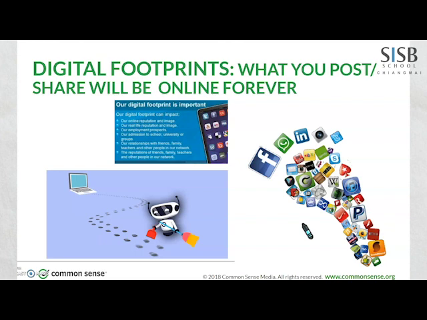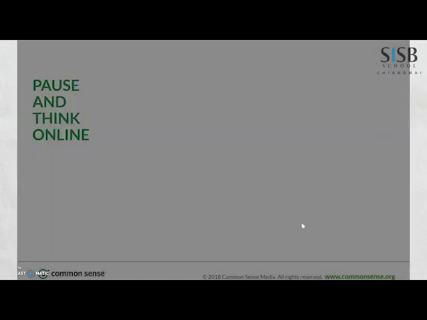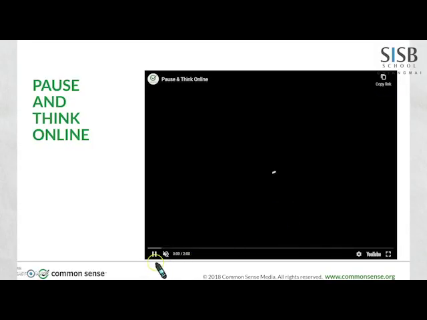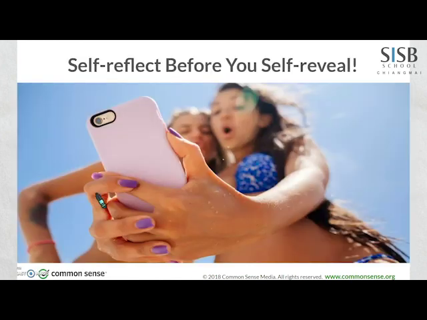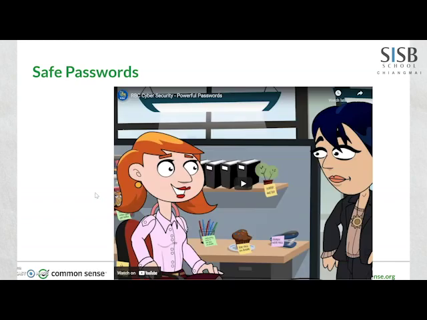It can be as a screenshot or as a screen recording. So everything we put on the internet will be there always. So we need to be more careful about our digital footprint. Okay, there's a fabulous video here by Common Sense again, telling us to pause and think online. So before you post something, think carefully. Also, self-reflect before you self-reveal. Okay? Is this a picture you want to have on the internet?